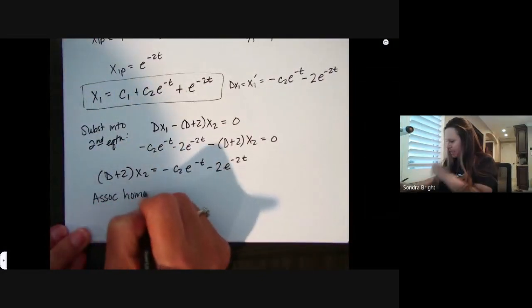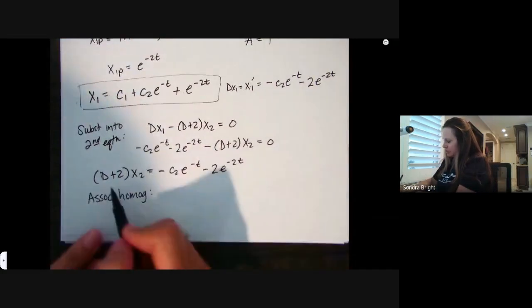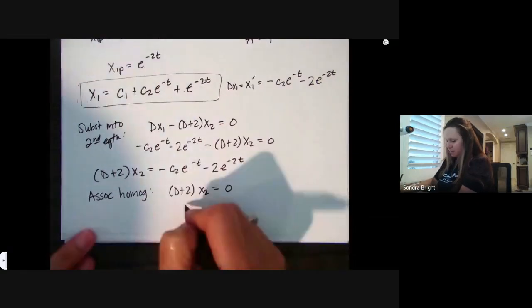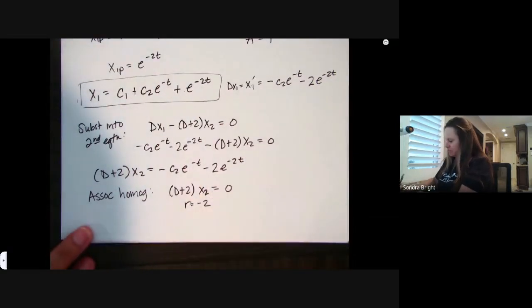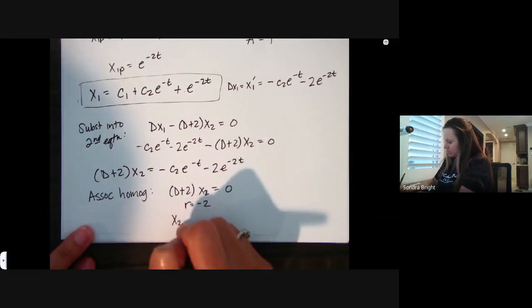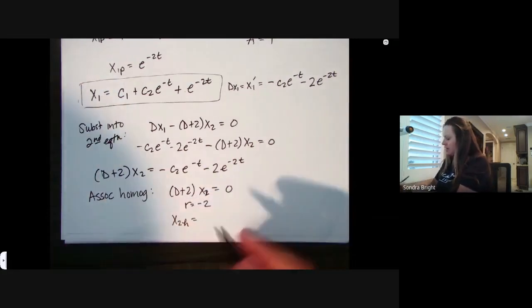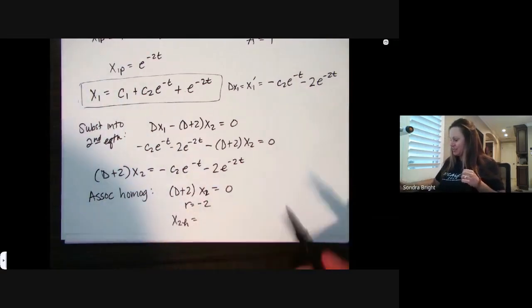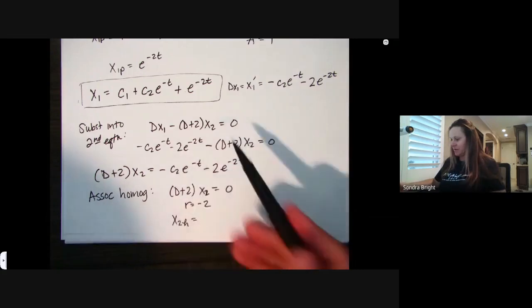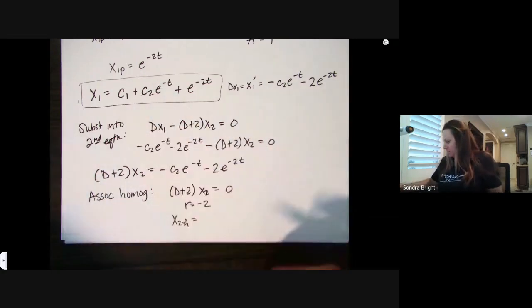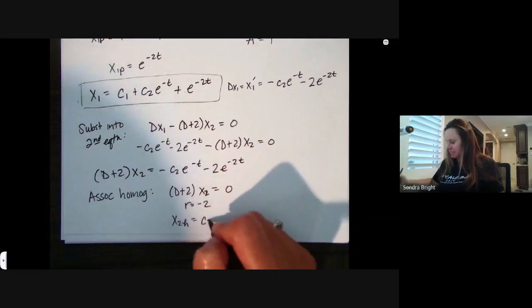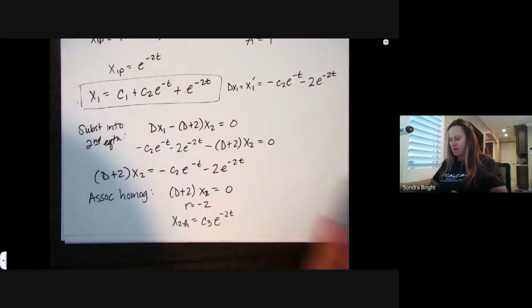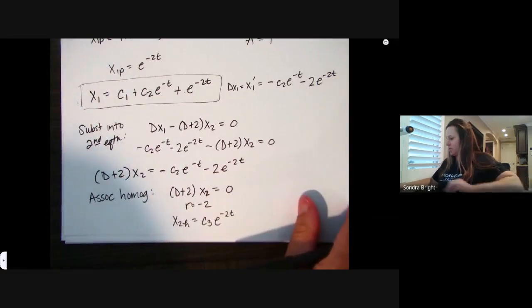And that would just be (D + 2) operating on x2 is equal to 0. So that's r equals negative 2. So that means the homogeneous solution of x2 is, I'm going to use a different letter here. I can't use the C2s and C1s because they were already used, and this is some other constant. So I'm going to say C3. So it's C3 times e to the negative 2t that's going to be your associated homogeneous.